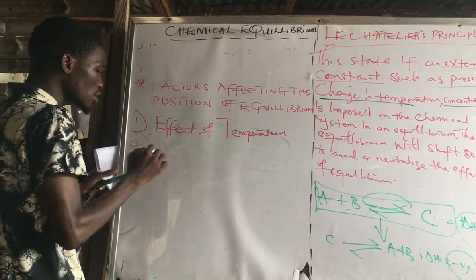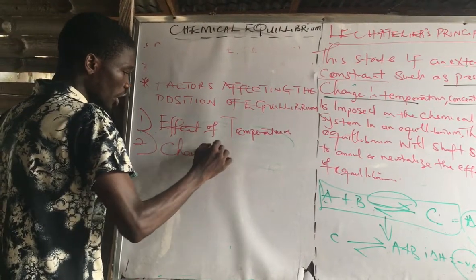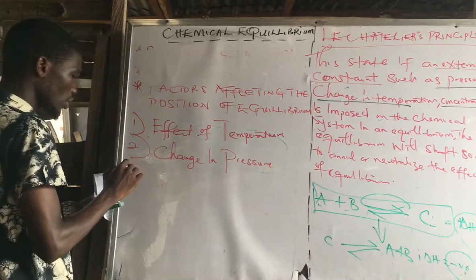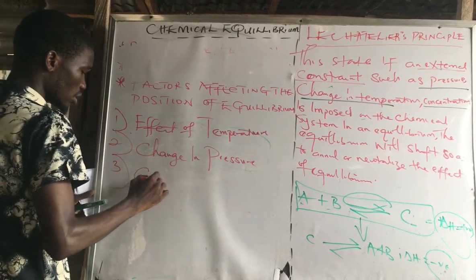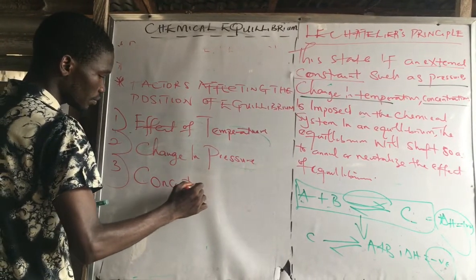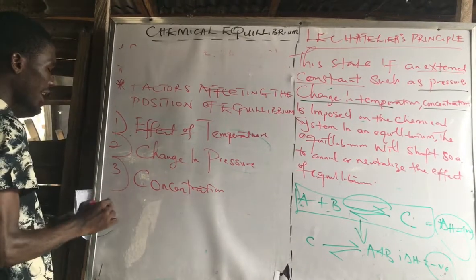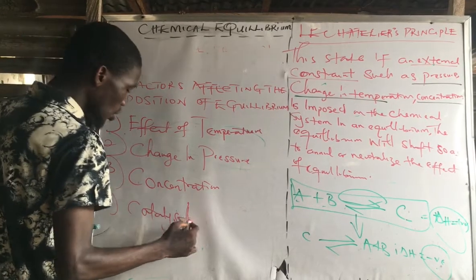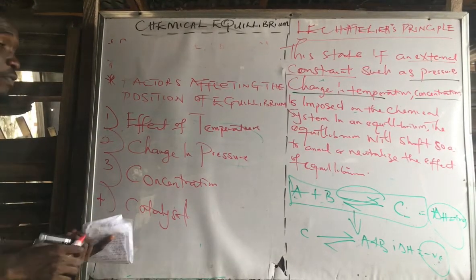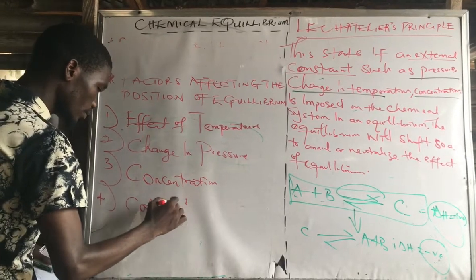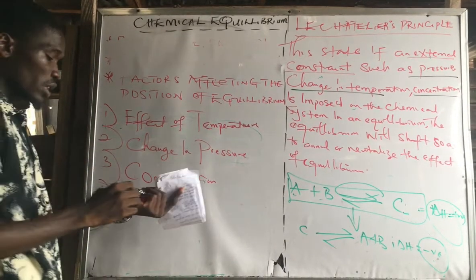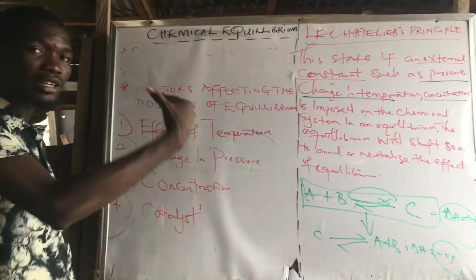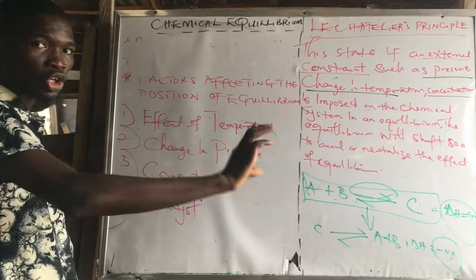The second one is change in pressure. The third one is concentration. So now we have the last one, which is called what? The catalyst. This catalyst does not have any effect on the position of equilibrium. Rather, it only decreases the time taken to attain the position of equilibrium.